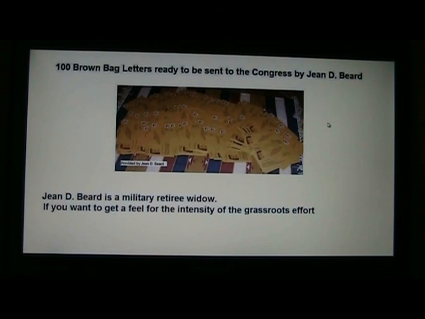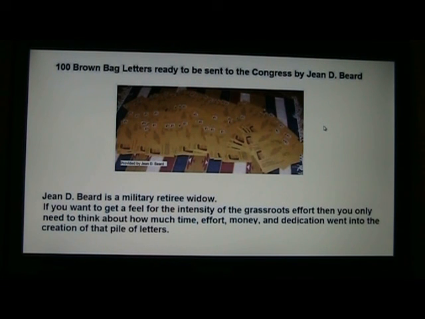If you want to get a feel for the intensity of a grassroots effort, then you only need to think about how much time, effort, money, and dedication went into the creation of that pile of letters. We owe a lot to people like Jean D. Beard.